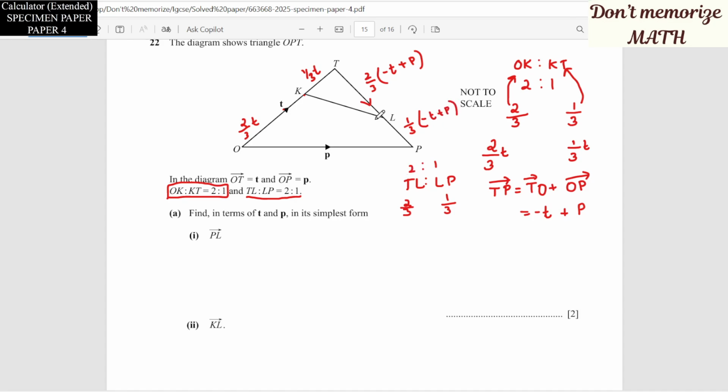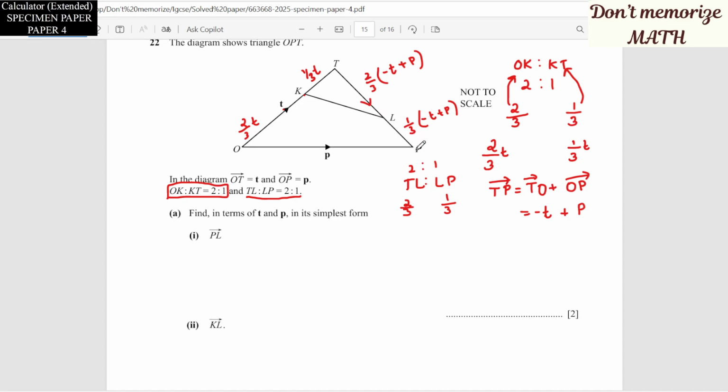If you have subdivision questions in the case of vectors like this, it's better to use the ratios directly and write all the measurements like this, so that it will be easy for the subdivision questions. So what is the first question? Find in terms of t and p in its simplest form. First we need to find the length of PL. What is PL? We already found LP, right?